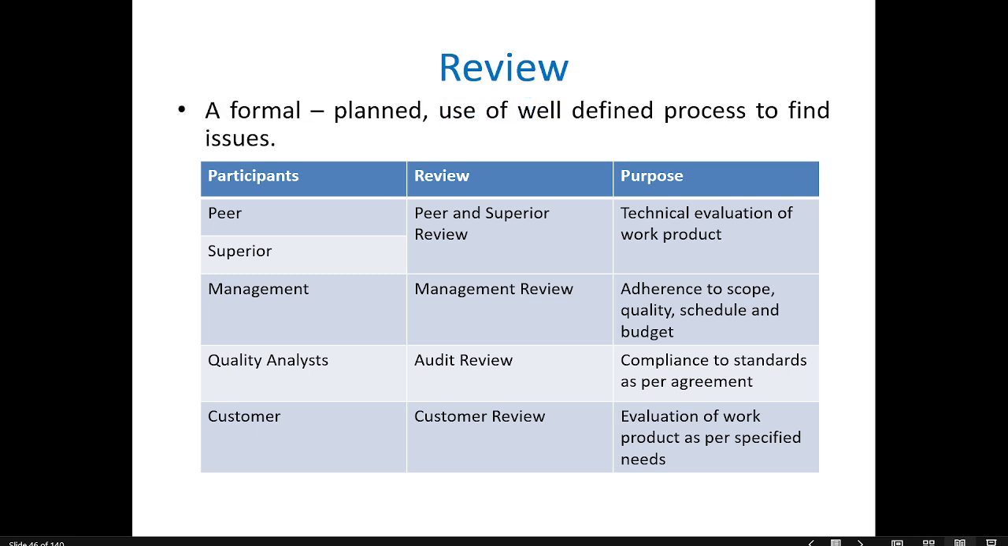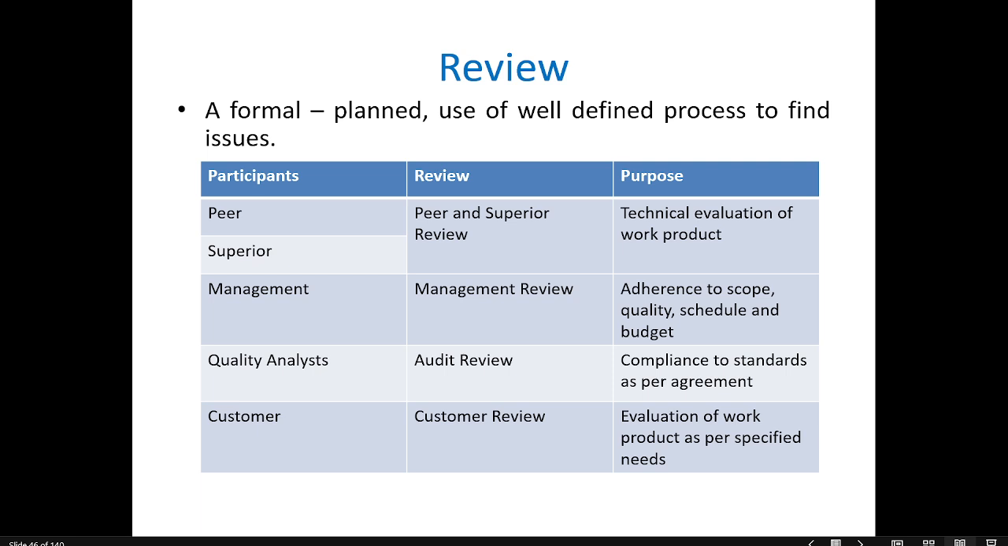So to summarize in tabular format, there are columns: participants, review and purpose. This is commonly asked: when I say review, what are the types of review, who are the participants, and what is the purpose or need of the different kinds of reviews. So this particular diagram will answer this question.